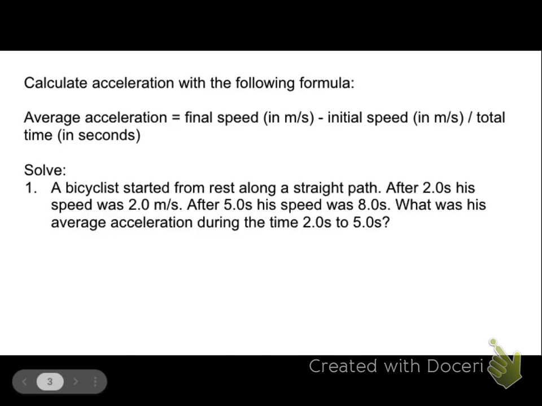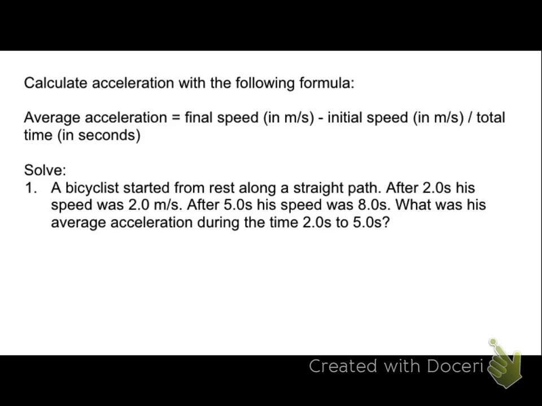So to start with, we have this. A bicyclist started from rest along a straight path. After 2 seconds, his speed was 2 meters per second, and after 5 seconds, his speed was 8 meters per second. I see there's a typo there. It should say 8 meters per second, not 8 seconds. What was his average acceleration during the time from 2 seconds to 5 seconds?